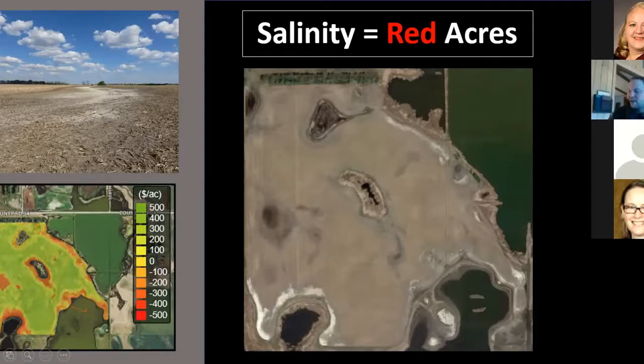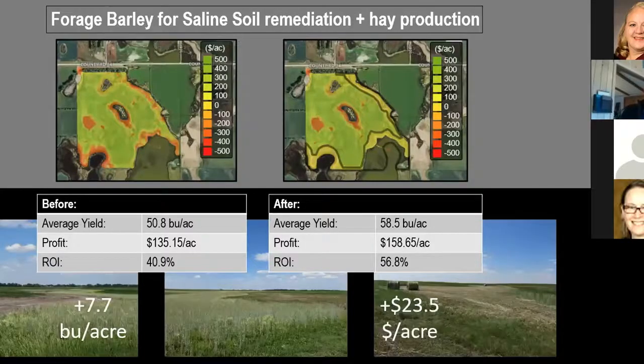So what are the different options? What's the different opportunity within this field? This individual decided that forage barley would be the best option for remediation, and use that for hay production. So as you can see on the bottom, this is after planting forage barley. You can see early establishment, there were some areas that were not successful, but as it continued on, the success of that plant growth continued to get better and better.